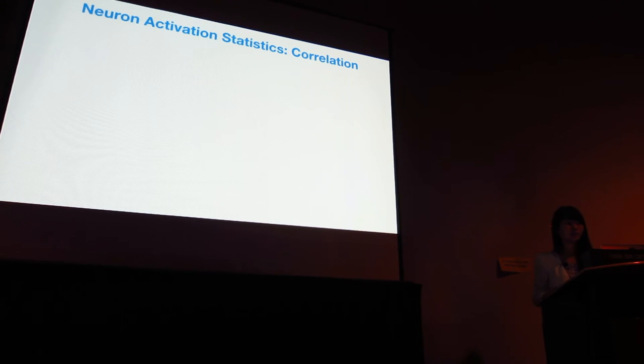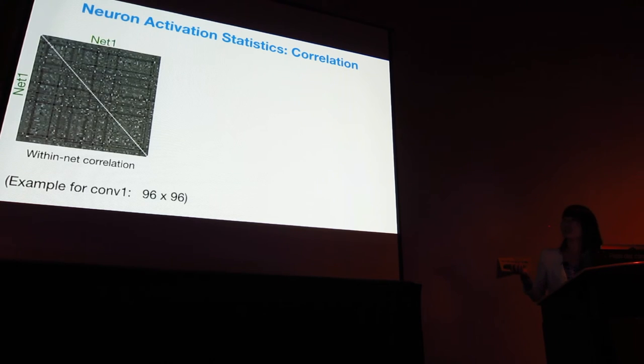First, we compute the correlation values for all pairs of neurons for a single layer in one network. For example, conv1 in AlexNet has 96 units, and the correlation result can be visualized as a square symmetric matrix, which looks like this.